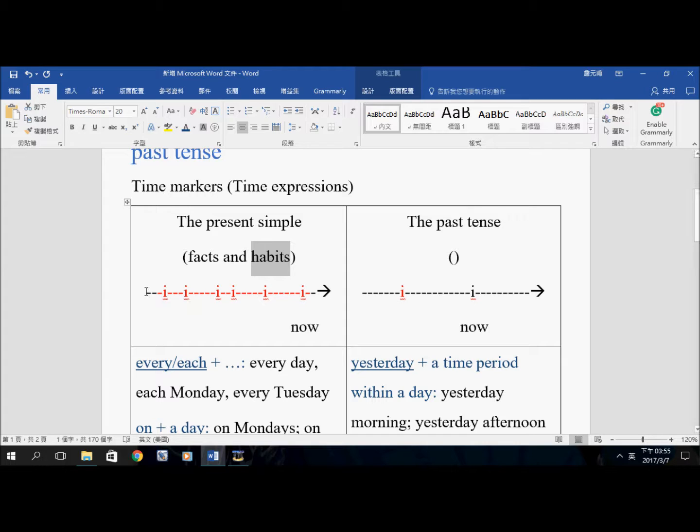So this is a timeline for the present simple tense. This is now. As you can see, fact is like the red line that all the way through they stay constantly the same. Habits are these little icons on this line that happen regularly, like every Monday maybe, or 2 times a week. So they're habits. So the time markers that we use with the present simple tense, oftentimes they repeat themselves.